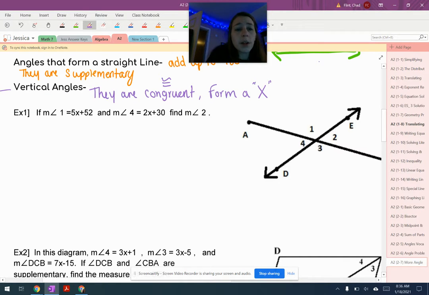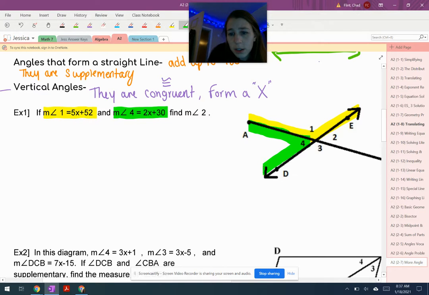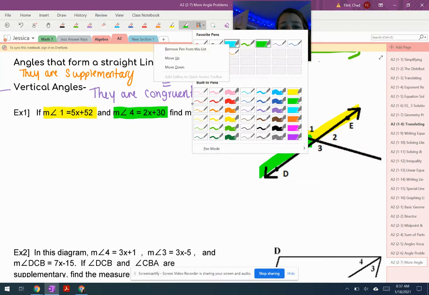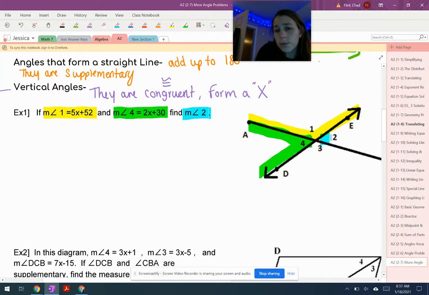So the measure of angle 1 is 5x plus 52. So angle 1 is that. And then they give us the measure of angle 4, which is this angle. And then they're asking us to find the measure of angle 2. So, given that I only have expressions for angle 1 and angle 4, I have to use those two expressions somehow to come up with an equation.